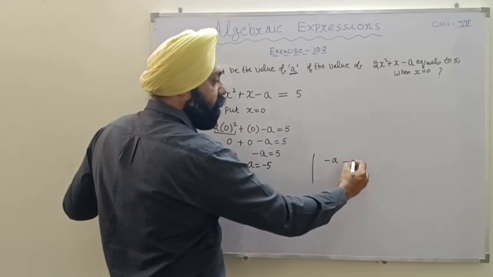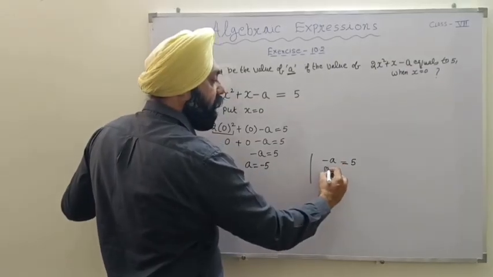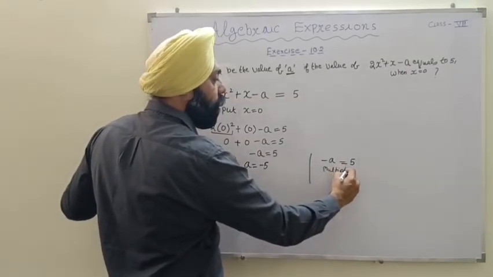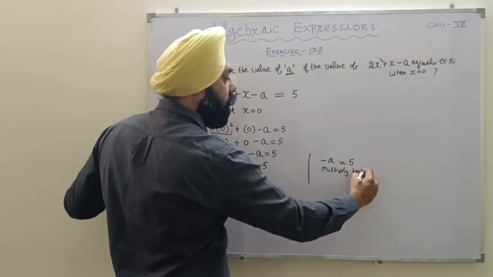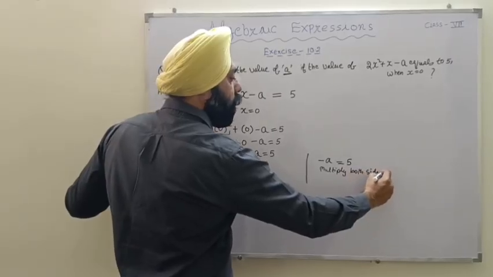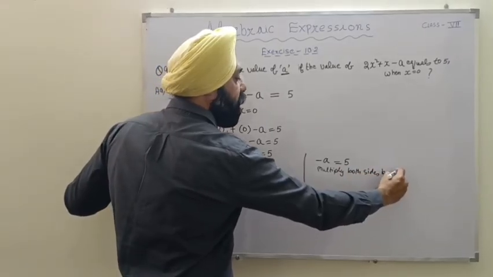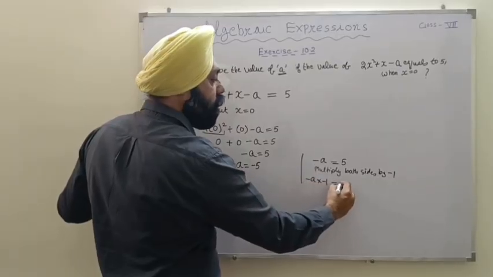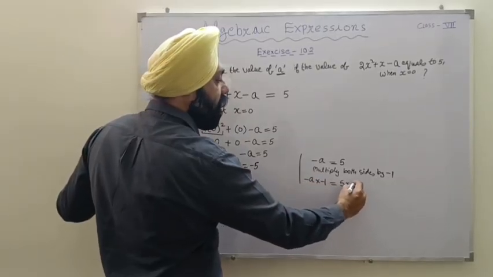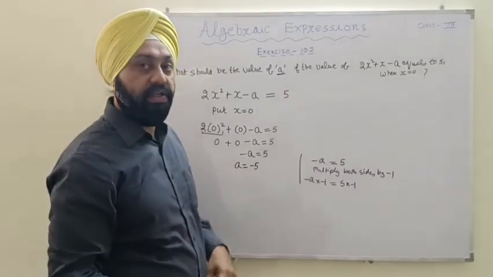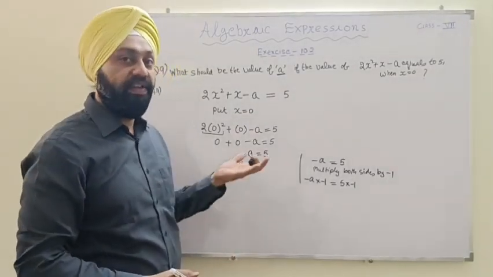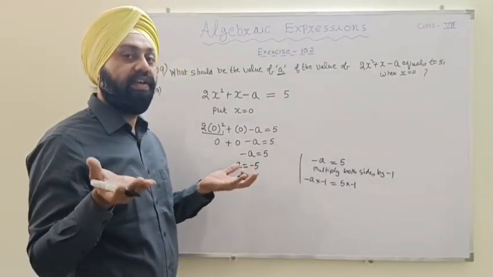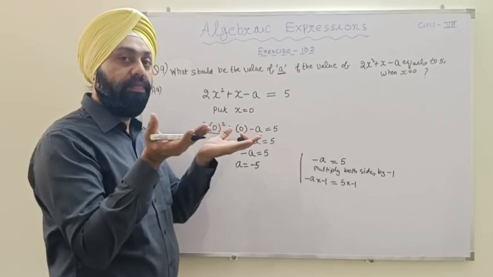So minus a equals 5 is given. If we multiply both sides by minus 1, so minus a into minus 1 is equal to 5 into minus 1, because in an equation whatever we do to the left hand side, we have to do the same with the right hand side, then only the equation will be balanced.